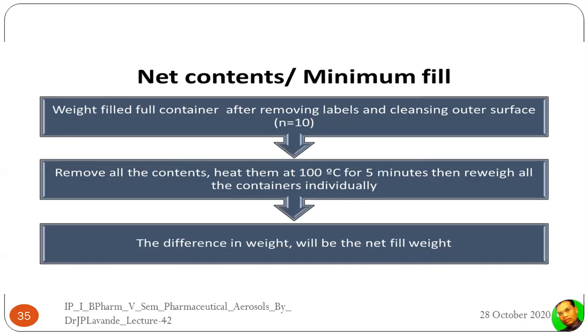Why is it necessary to heat them to 100 degrees Celsius for 5 minutes? Because volatile propellants are there, which may adhere to the container. So the difference in weight will be the net fill weight, right? The filled container minus the empty container is the actual filled weight.